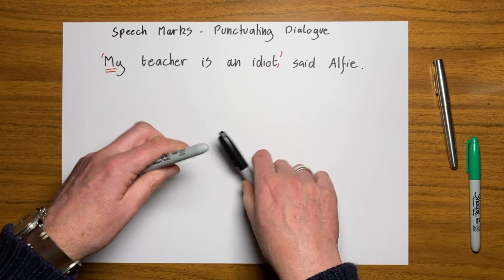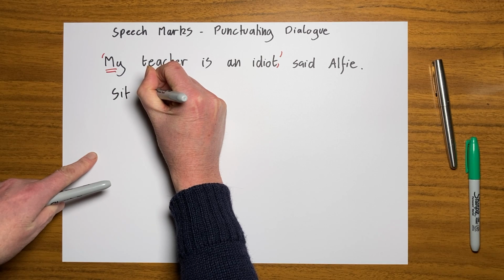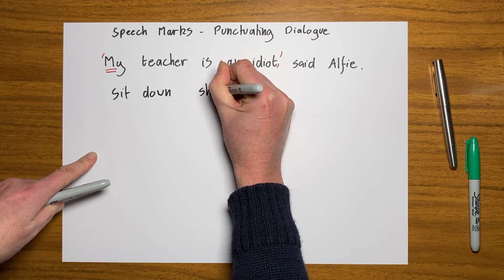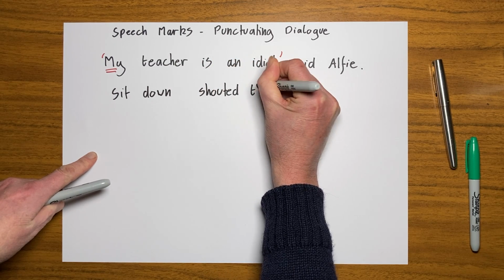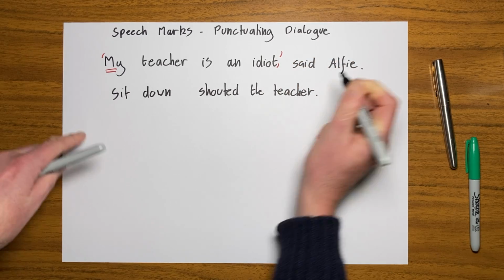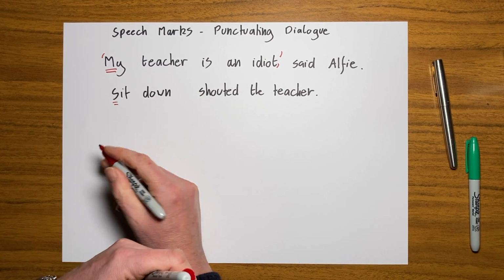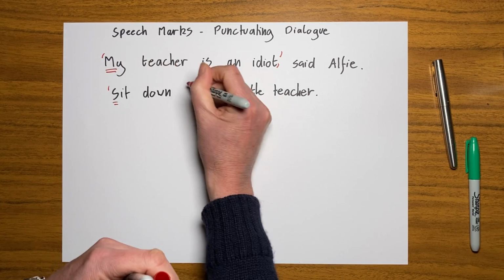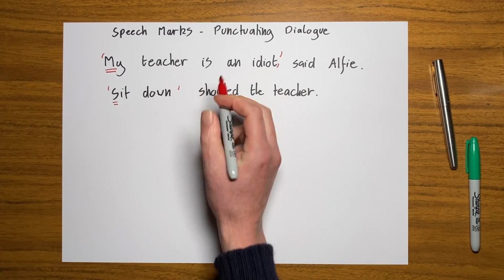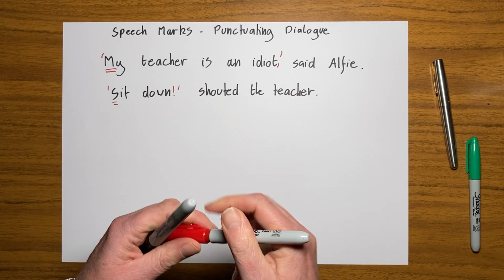Let me do another example here. Sit down, shouted the teacher. So I'll put my full stop at the end because that's the end of my sentence. I've got my capital letter at the beginning, so that's okay. What did the teacher shout? The teacher shouted, sit down. So make sure the speech marks are around that. And then I need a piece of punctuation. And I'm going to put an exclamation mark in here.